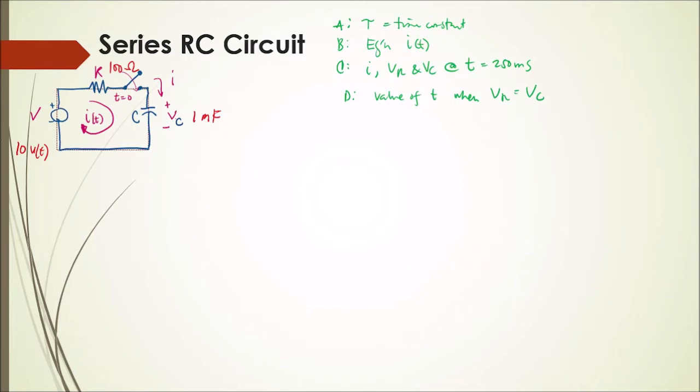So, let's start with letter A. We have time constant. We know that time constant for capacitor is RC. So, meaning, we just multiply, no? 100 ohms times 0.001 farad. So, that is 0.1 second. So, that is the time it takes for the capacitor to reach the 63.